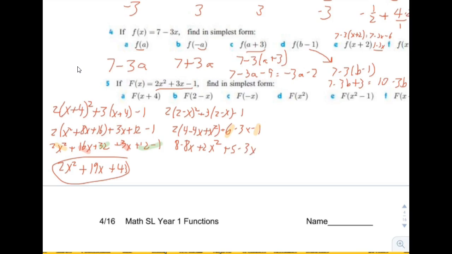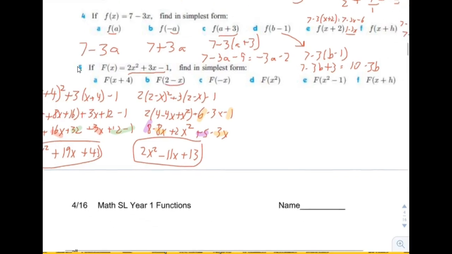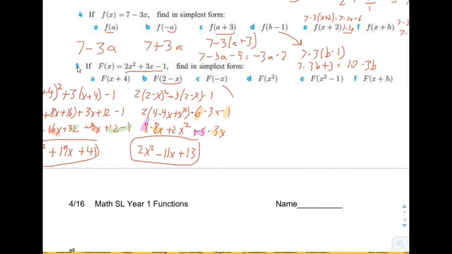Now I'm going to combine like terms. So negative 3x combines with negative 8x, and 5 is going to combine with 8, and 2x squared is by itself. So 2x squared minus 11x plus 13. That was that one. What about negative x? Oh, finally a little bit of relief. That one's not too bad. So we'll have 2x squared minus 3x minus 1.